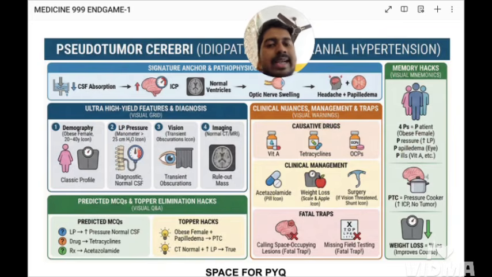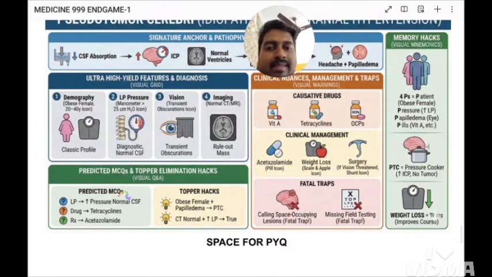Now we want to decrease intracranial tension. That's why we use acetazolamide. We also go for weight loss because obesity is known to trigger it. And third, we go for surgery if there is any vision loss going to happen. So remember these things: on LP, increased pressure is seen, but the CSF picture is normal. Drug causes are tetracycline, vitamin A and OCPs. Treatment is acetazolamide, and CT is normal, but LP pressure is increased.